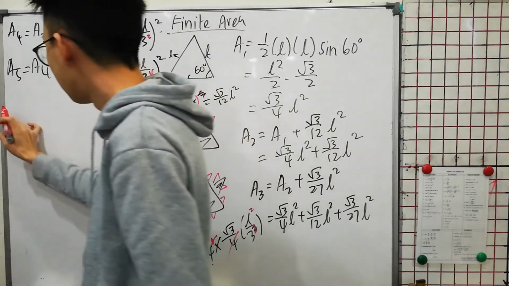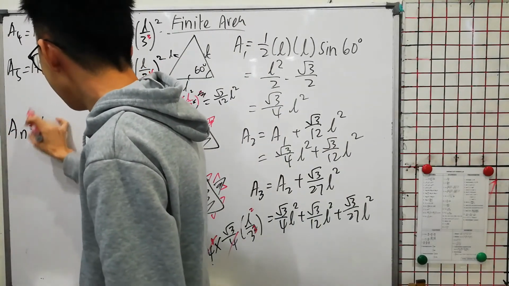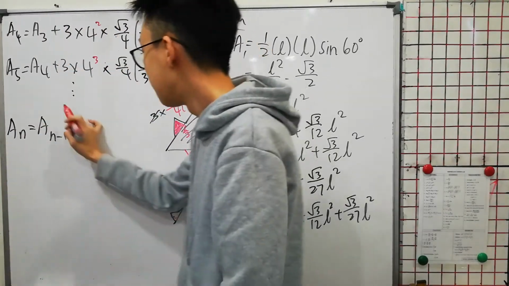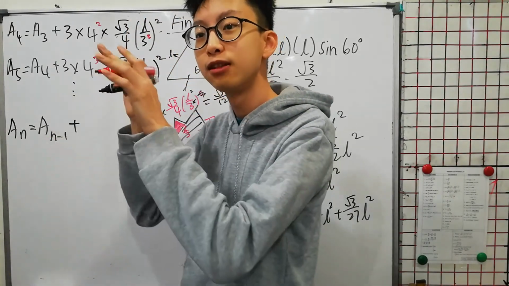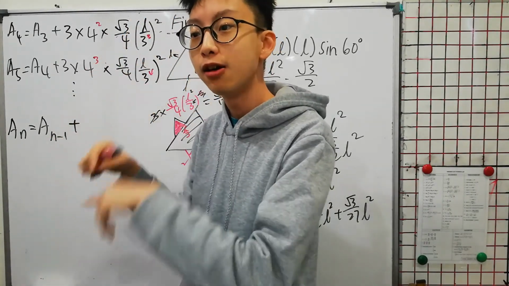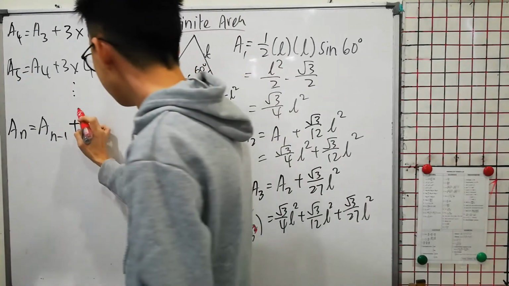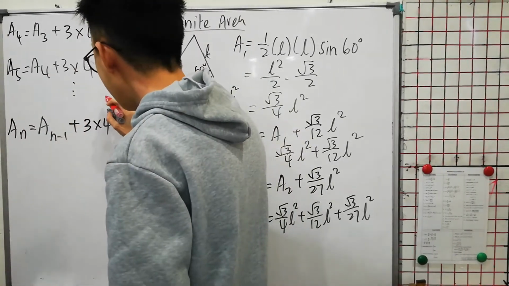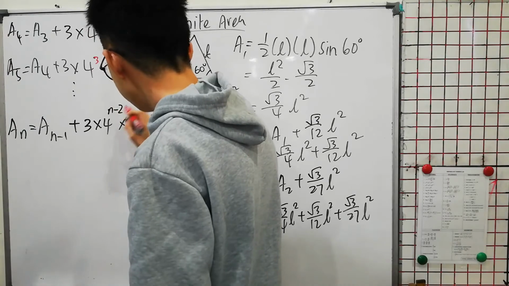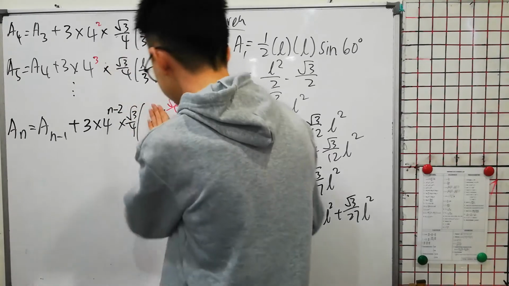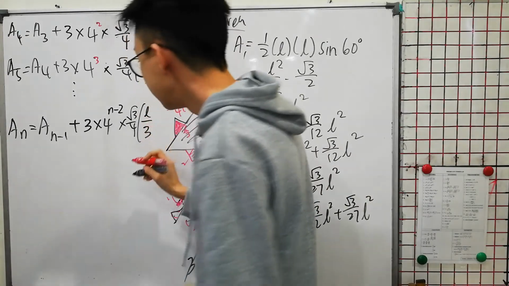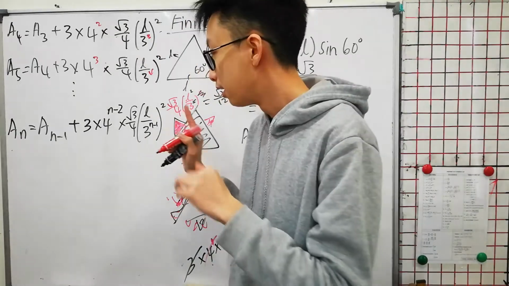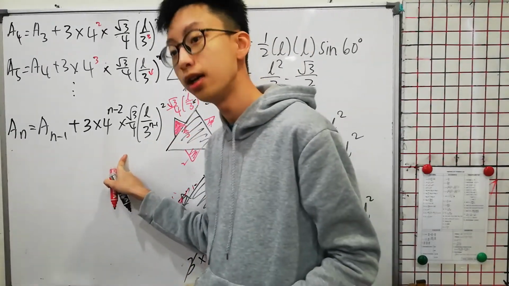So from here we can conclude that A_n is actually A_(n minus 1), which means the area of the previous shape, plus the area of the total smaller triangles or bumps added to the shape, which is 3 times 4 to the (n minus 2) times root 3 over 4 of (L over 3) to the (n minus 1), squared. As you can see, we have a recursive definition here, which we don't want.